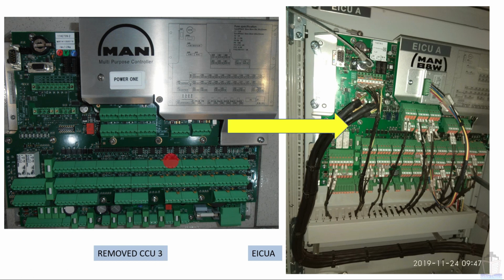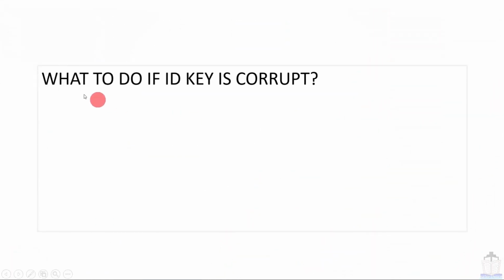But when I fix this CCU 3 in place of EICU A and connect this dongle, this CCU 3 will become EICU A. I hope you understand how the MPC identity is being changed with the help of this dongle key. Now moving to our next topic, what to do if the ID key is corrupt, because as I have told, the ID key is not kept on board as a spare. So if the ID key is corrupt, then what will we do?